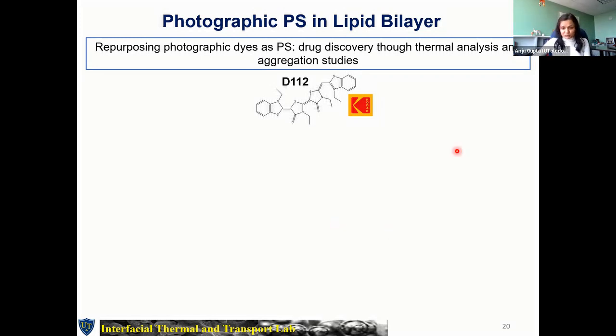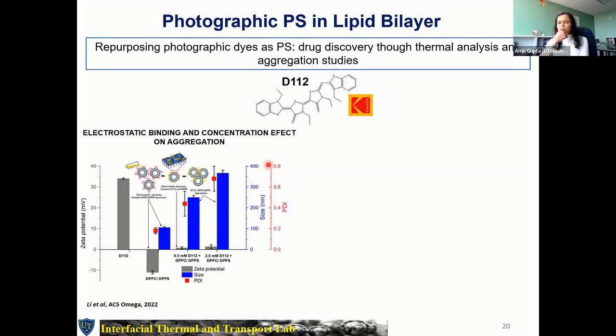So this dye is a lipophilic cation. That means it is hydrophobic and it's positively charged. It was developed by Kodak as a photographic emulsifier, and just as a pigment dye to make photographic films. We stumbled upon it and we wanted to see, can I use that dye for cancer applications?